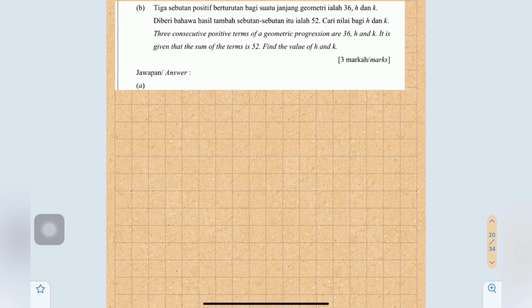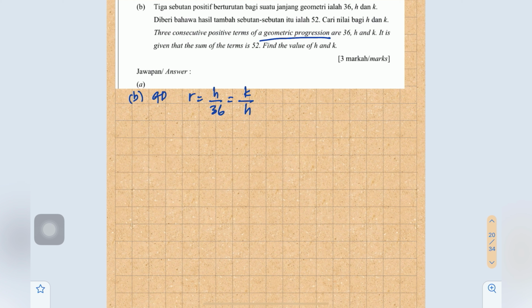For the first one, geometric progression, the characteristic is R, the common ratio. To find the common ratio, we can divide two consecutive terms, either H divided by 36 or K divided by H. Now we cross multiply, we get H squared equals 36K, or K equals H squared over 36. Okay, we get one equation here. The next one, they say the sum of the terms is 52. Sum means the total of all of them. So 36 plus H plus K equals 52.